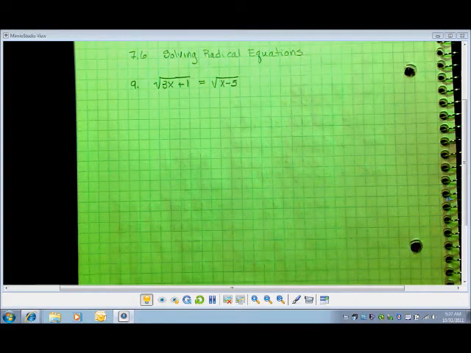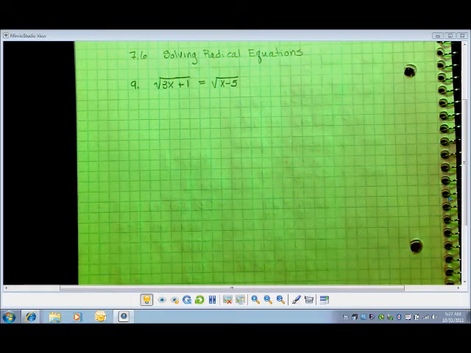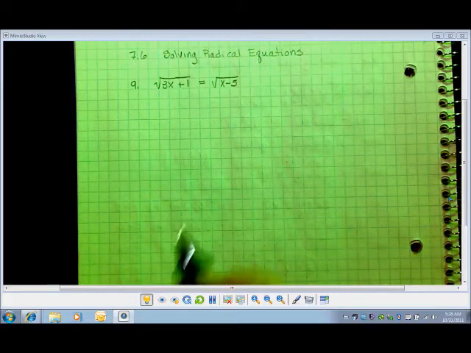Let's solve this radical equation. So when I'm looking at it, I have the square root of both sides of the equation. I'm like, oh my gosh, what am I going to do? Well, the easiest way to go about doing this is to rewrite this radical equation as rational exponents.